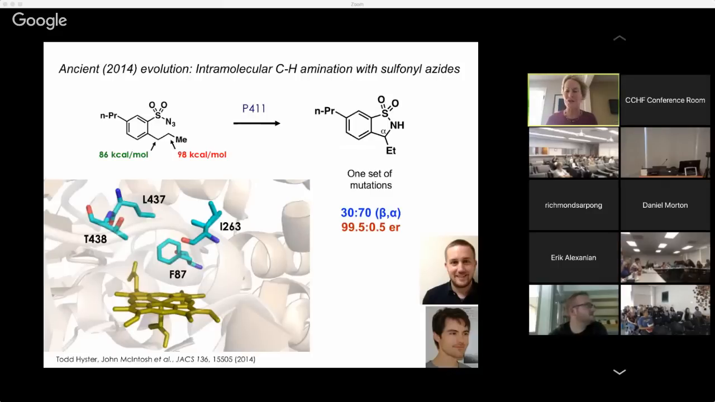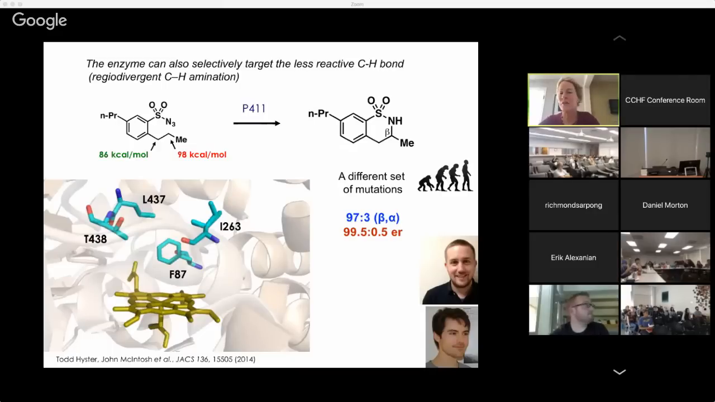2013, 2014 evolutionary history, because there, Todd Heister and John McIntosh, who were postdocs in my lab at the time, showed that, yes, the P411 can do intramolecular CH amination with appropriate sulfonyl azides, and that unsurprisingly, it was easy to find an enzyme that will target the benzylic position. So some set of mutations can give you primarily the 5-membered ring for this reaction. But what's so cool about this is that you can evolve the enzyme to go after, with very high selectivity, the bond right next door that is significantly stronger than your benzylic CH bond.